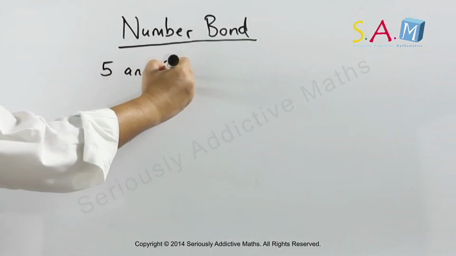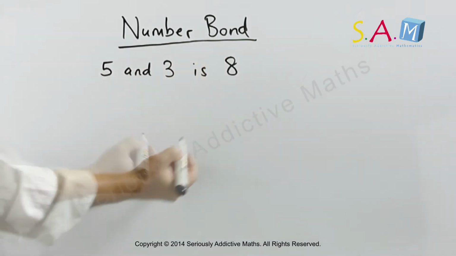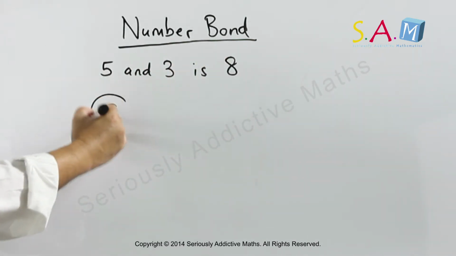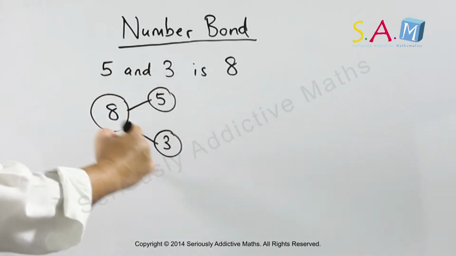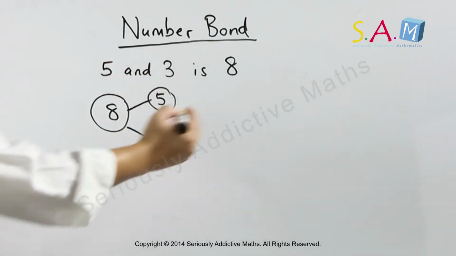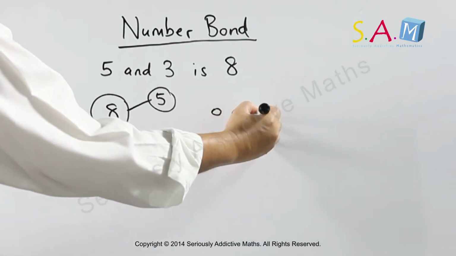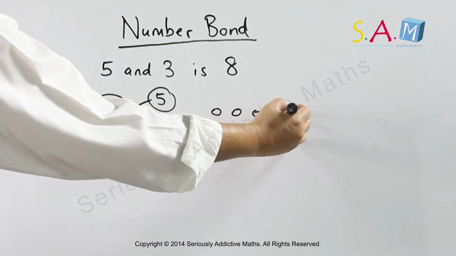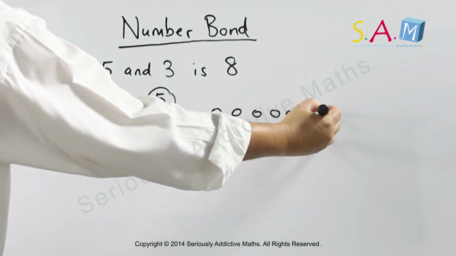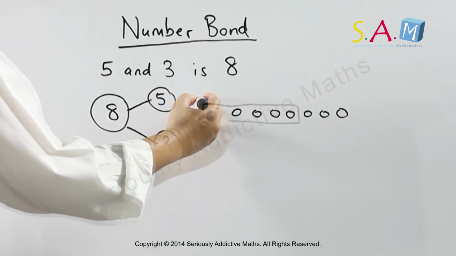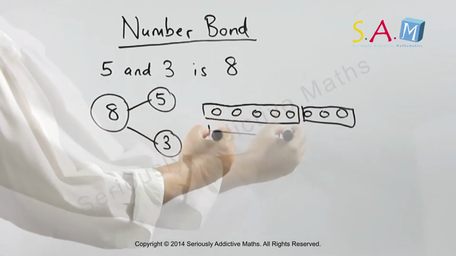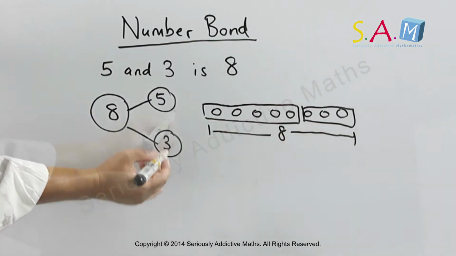And 3 is 8. You can show this by a number bond. This is an example of a number bond. You can also show this using dots. 1, 2, 3, 4, 5, 6, 7, 8. We have 5 and 3, you have 8. That's an example of a number bond.